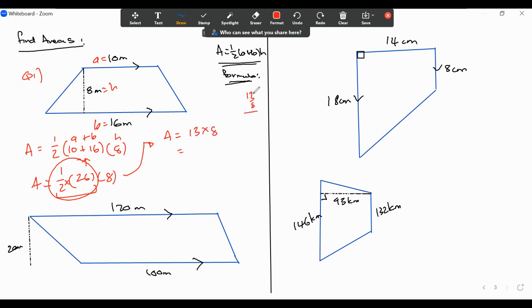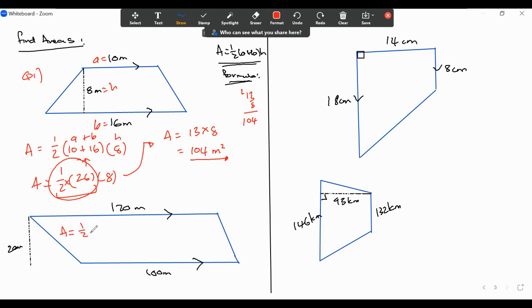Now what is 13 times 8? 8 times 3 is 24. Carry the 2. 8 times 1 is 8 plus 2 is 10. It'll come to 104 meters squared. And we're done. The next one, exactly the same thing.